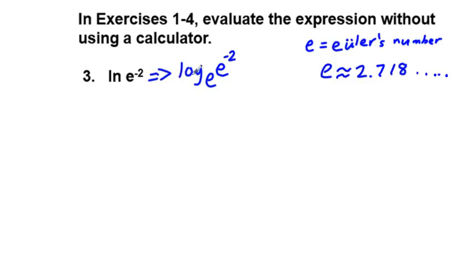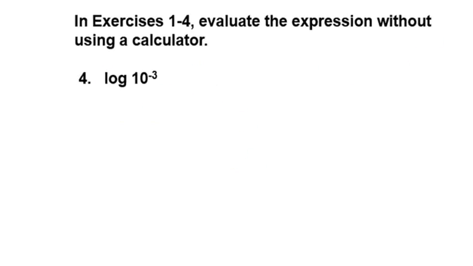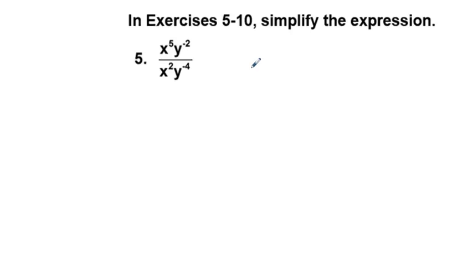And so we're going to write this log base e of e to the negative 2 power as equal to x. So our base of our logarithm, e to the power of what, is going to be equal to e to the negative 2 power. Well, here x and negative 2 are both exponents of e, so x is going to be equal to, therefore, negative 2. The even number problems here, 2 and 4, should be pretty easy. Next on our problem, in exercises 5 through 10, simplify the expression.